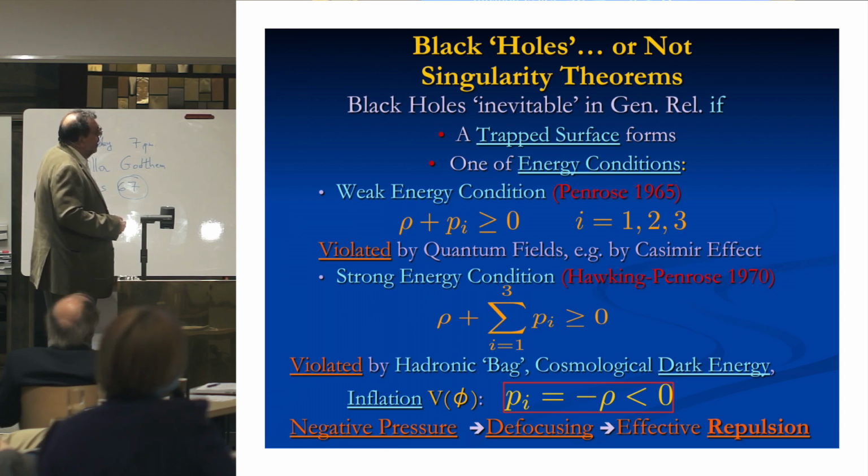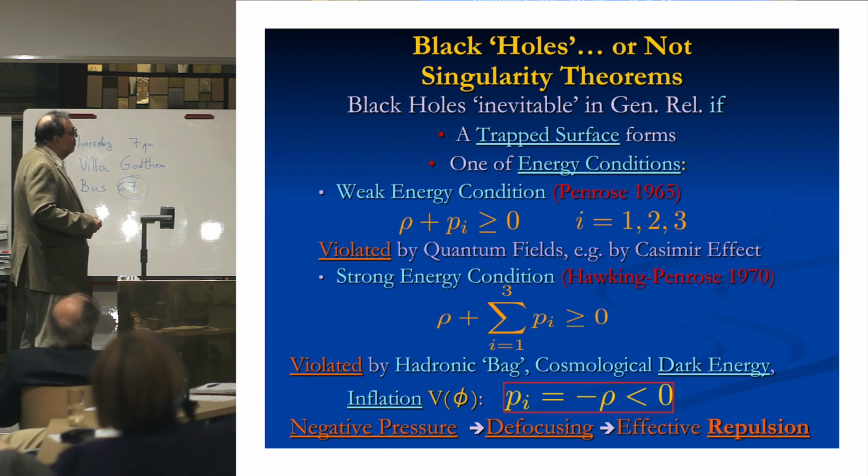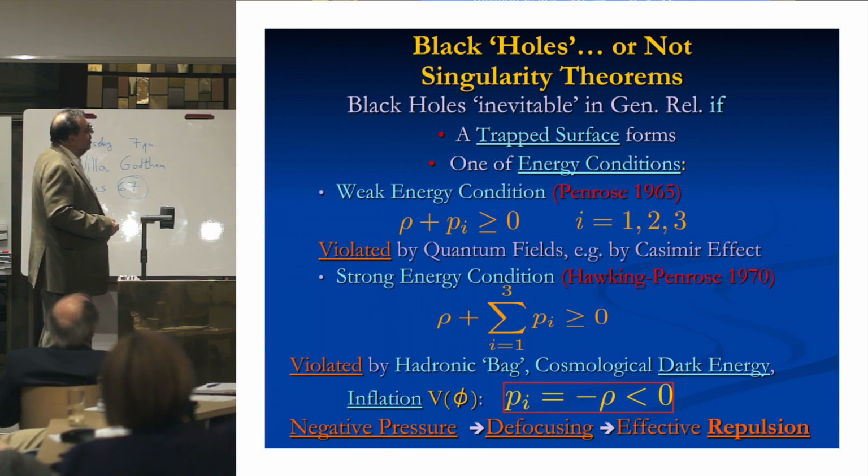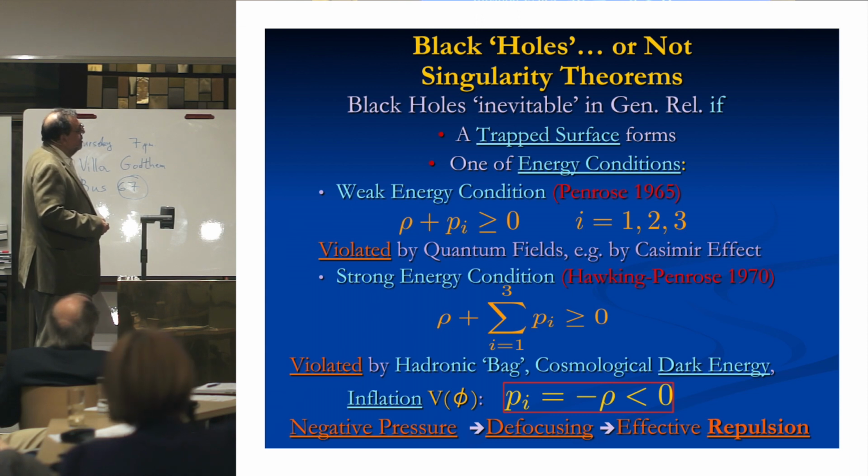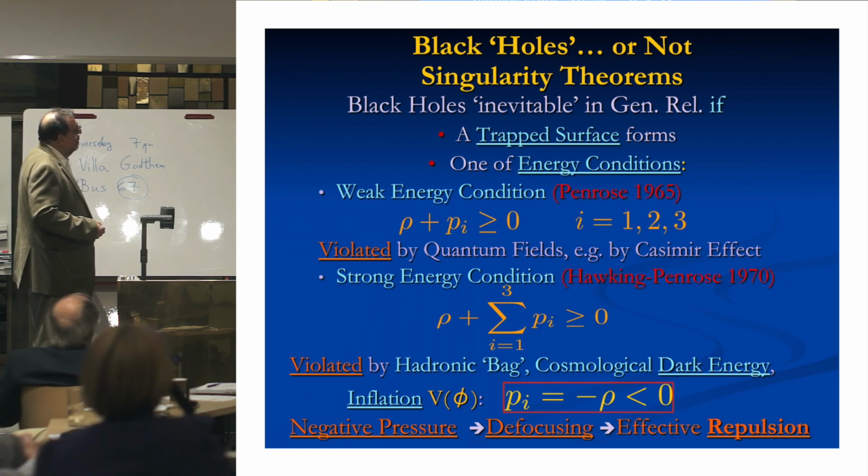However, this is violated, we know, by quantum field theory. For example, the Casimir effect is an example which doesn't obey this energy condition. Stephen and Penrose proved another version of this using the strong energy condition in 1970. And this is a very interesting energy condition because, again, it seems pretty reasonable for most matter. However, we know that this is violated, for example, by dark energy. And now we're more comfortable thinking about dark energy. It seems to be there in the universe.